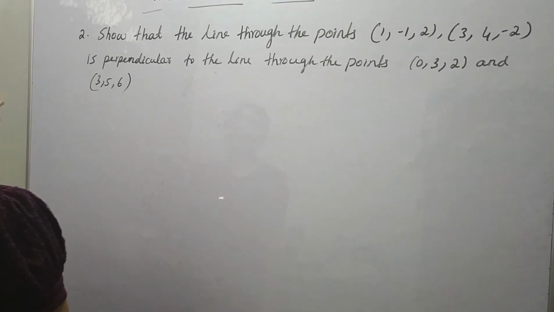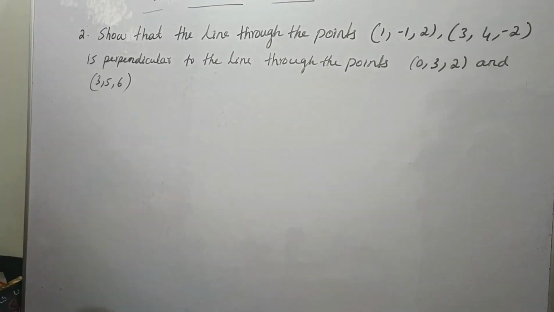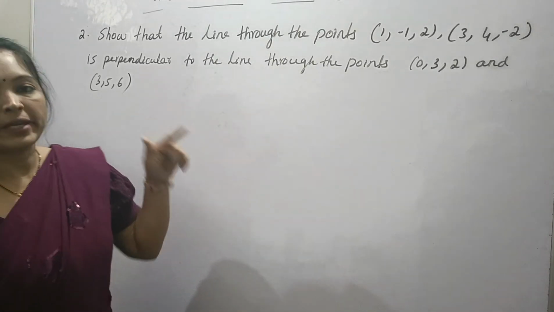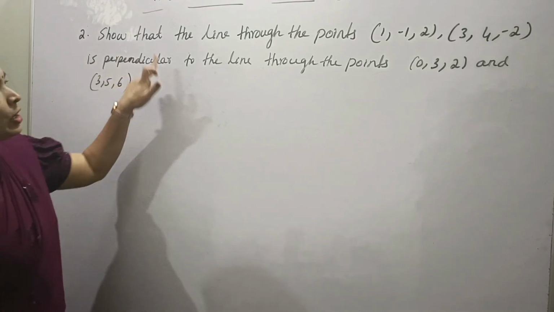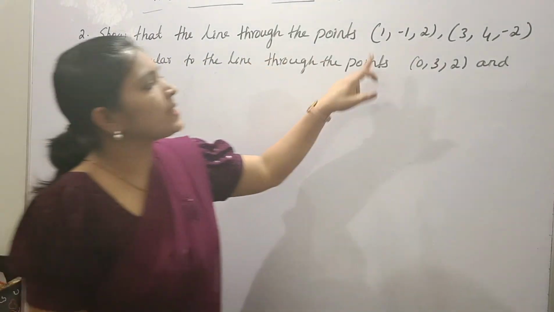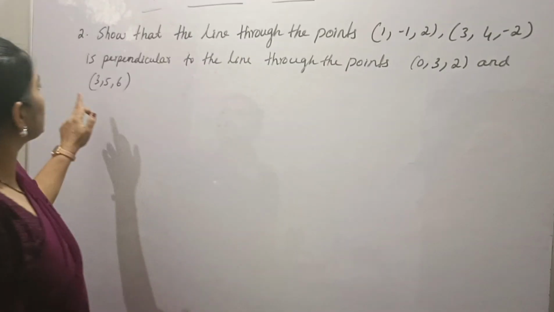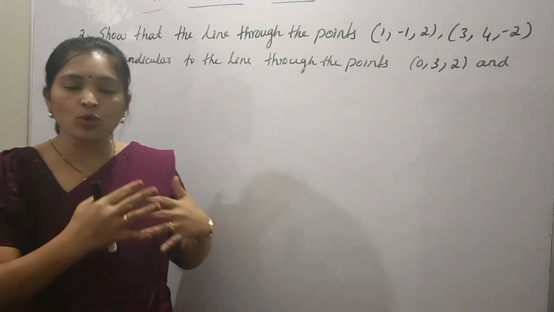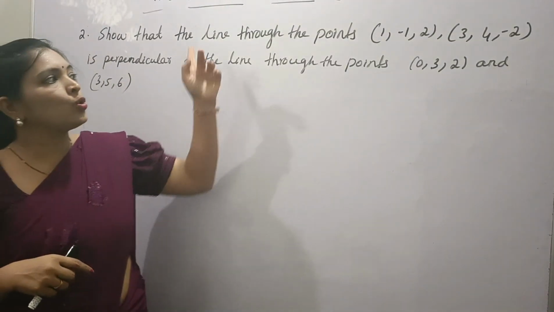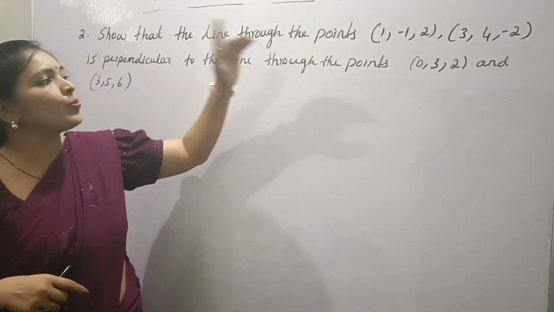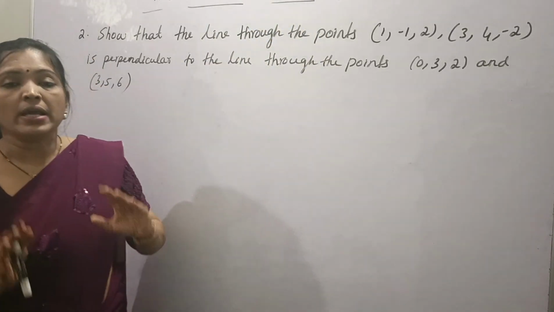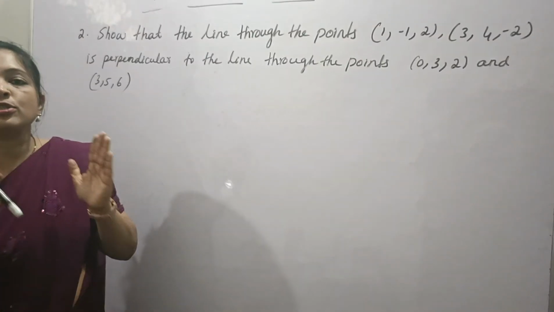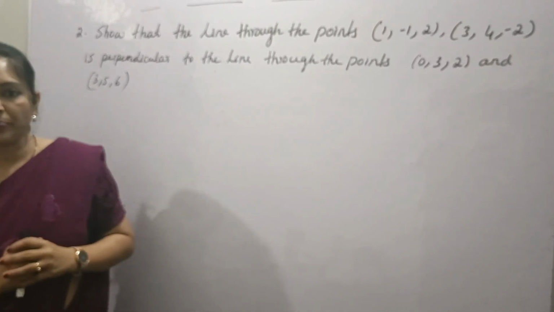Look at the next question. Show that the line through the points 1, minus 1, 2, 3, 4, minus 2 is perpendicular to the line through the points 0, 3, 2 and 3, 5, 6. Okay. Here two lines and 2 points on the two lines are given. Okay. 2 points on the first line and 2 points on the second line are given. Here we have to show these two lines are perpendicular.